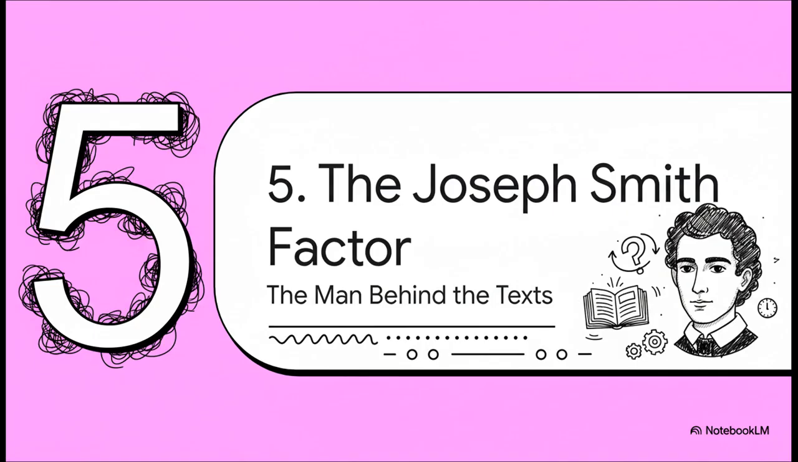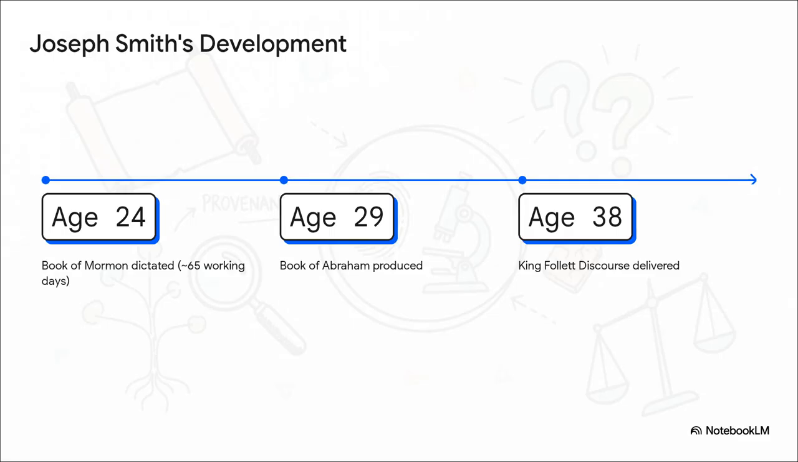The man at the center of it all. Joseph Smith himself. Because his personal background, his age, and his education, they add a whole new layer to this question of authorship. I mean, just look at this timeline for a second. In 1829, at just 24 years old, Joseph Smith dictates the Book of Mormon. We're talking about a huge, complex text in what's said to be about 65 days.